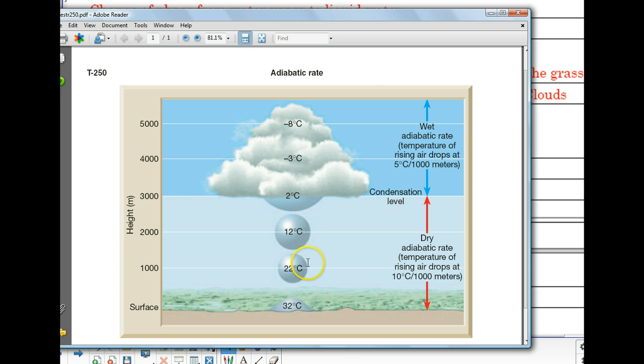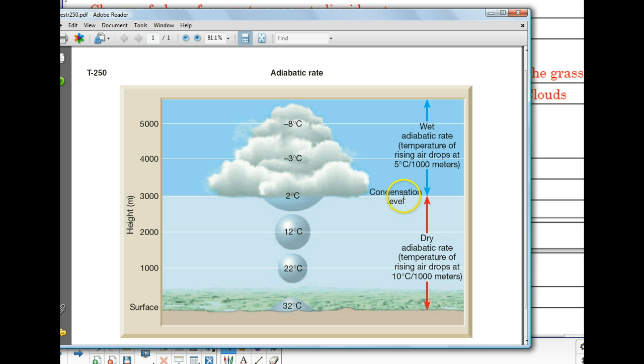So as this air rises, the air is expanding because there's less pressure. It's cooling down until you hit the dew point. And once that dew point's reached, the air starts to condense. The water starts to condense on particles in the air, and you get a cloud to form.